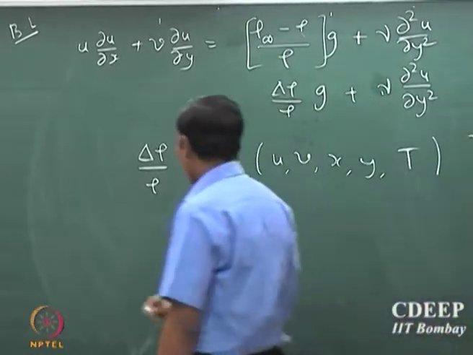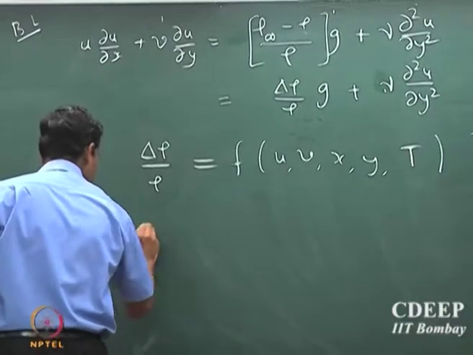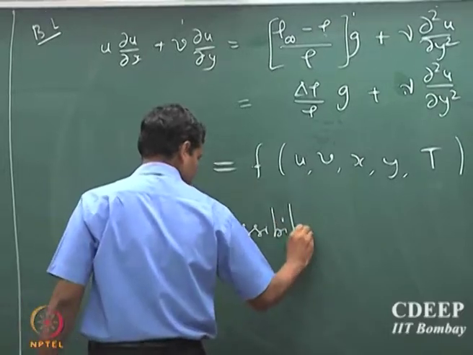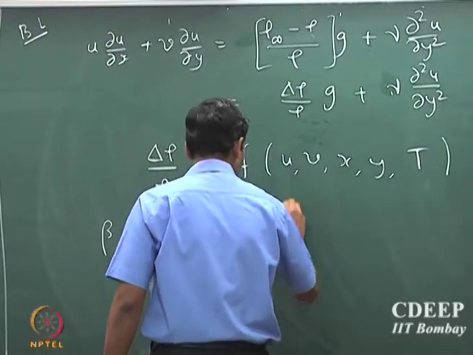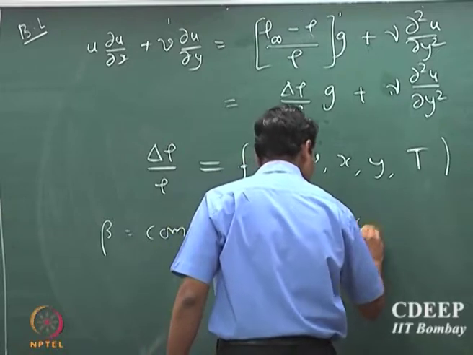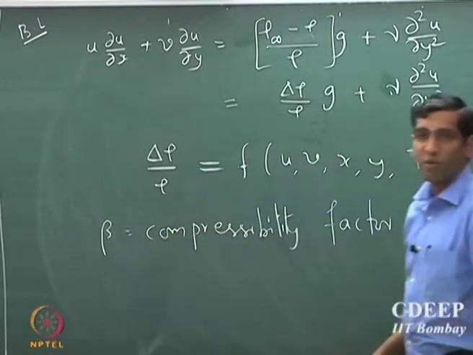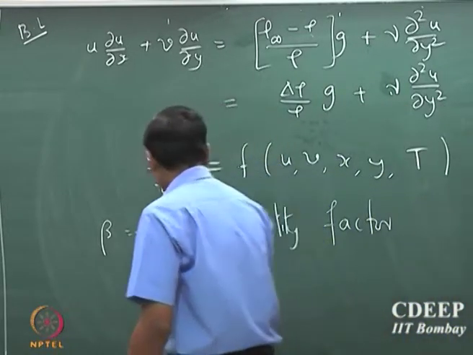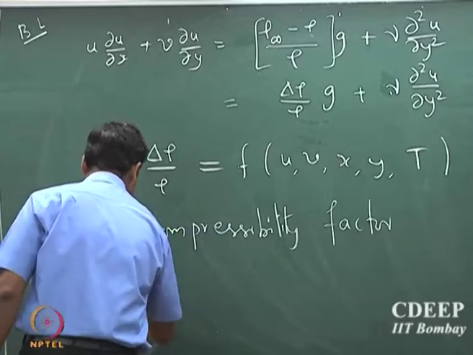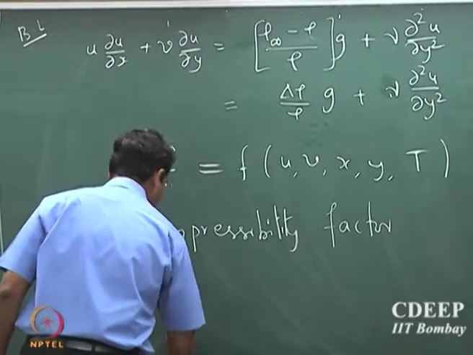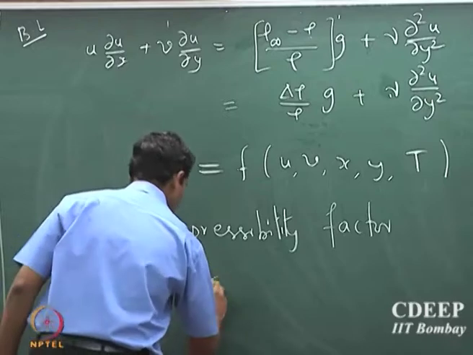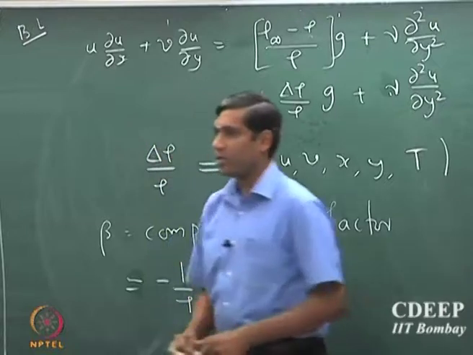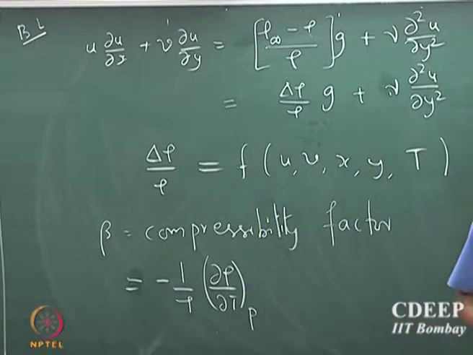The way to do that is what's called the compressibility factor. The typical symbol that is used is beta. The definition of compressibility factor is minus 1 by rho d rho by dT at constant pressure. That is the definition of compressibility factor.